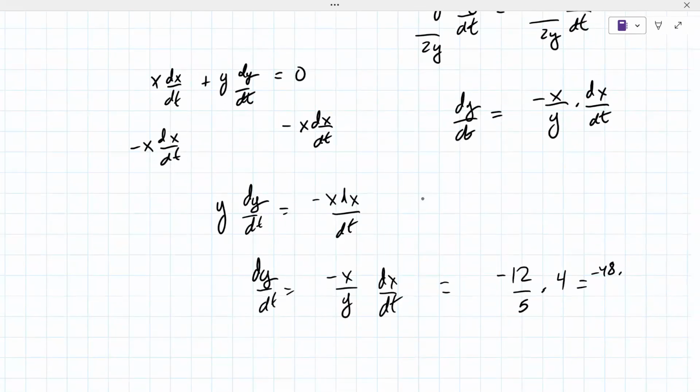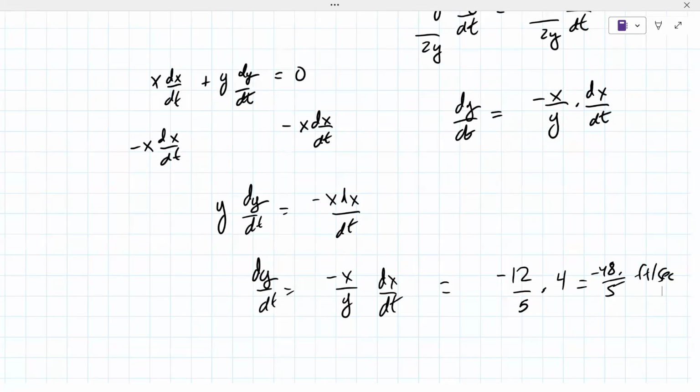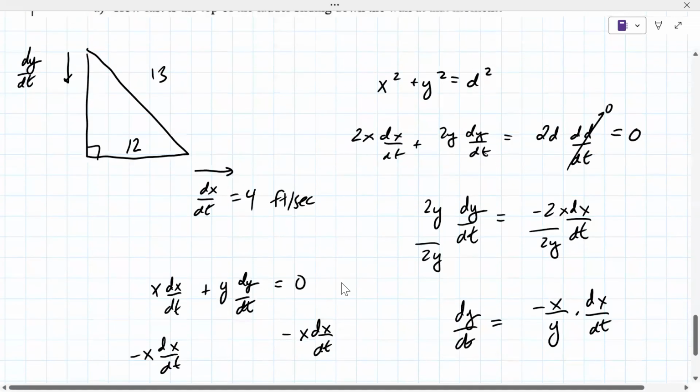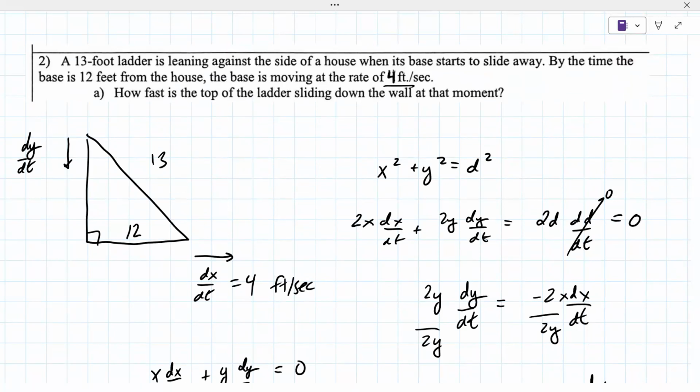Okay. Minus 48 over 5 feet per second. Is that okay? Yes. Okay. Now they typically ask you for one or the other. They ask you for the rates sliding down or sliding out. But then this part B is the second type of question that you could get.